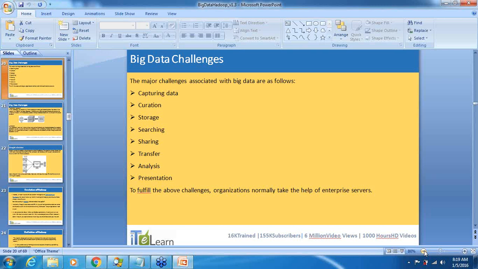We can say, for example, how do we capture the data? As I mentioned for airline traffic, every 1 hour, 220 TB of data is generated. You need to have a system where you store the data, not always processing it. We need to store the data.